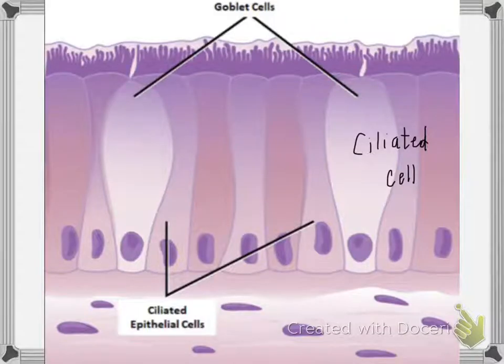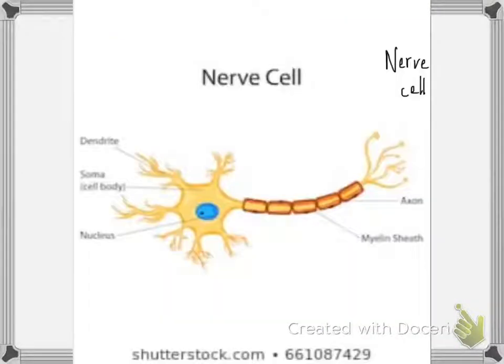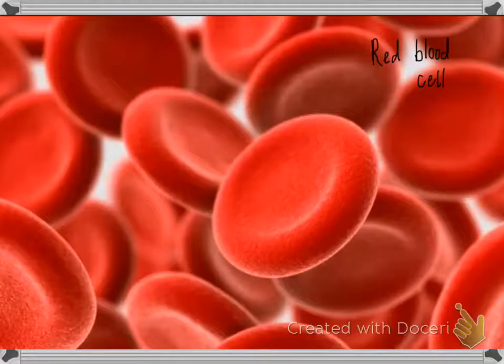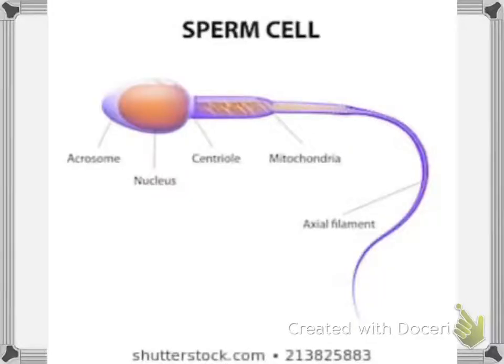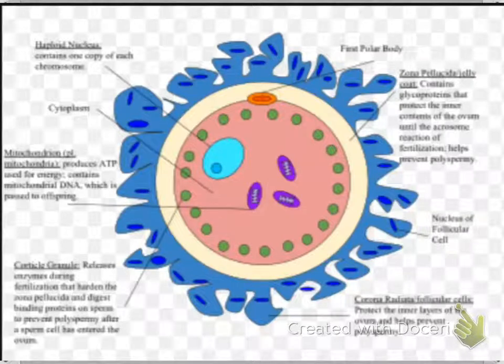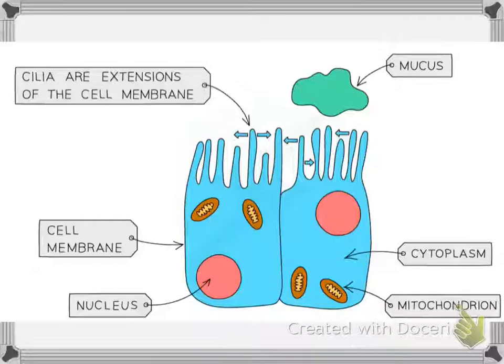This is a ciliated cell. This is a nerve cell. This is a red blood cell, so this is a donut shape. So if you see, its surface area is really huge, which allows more diffusion to occur. This is a sperm cell. This is an egg cell. This is how the specialized cells in animals look like.